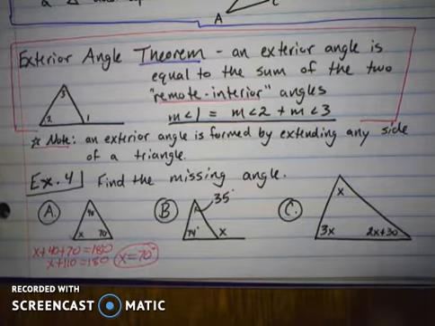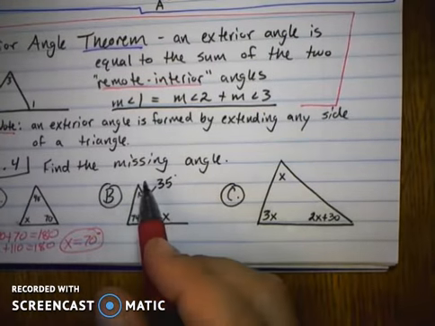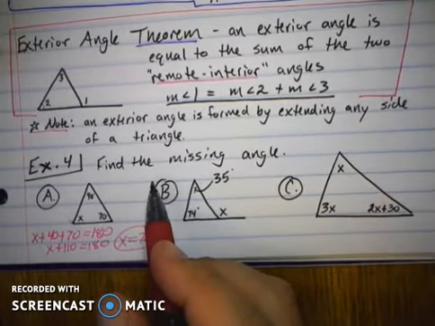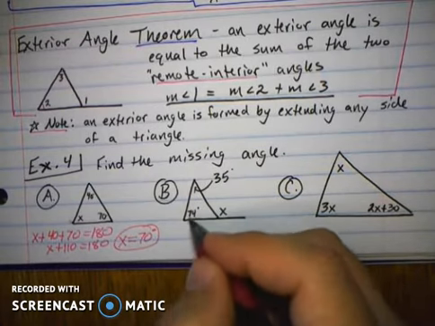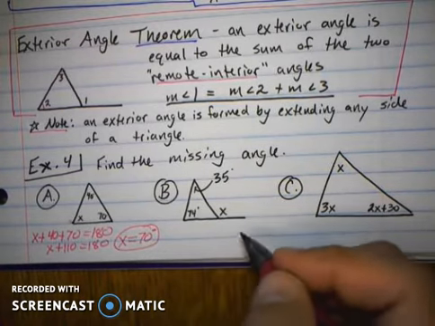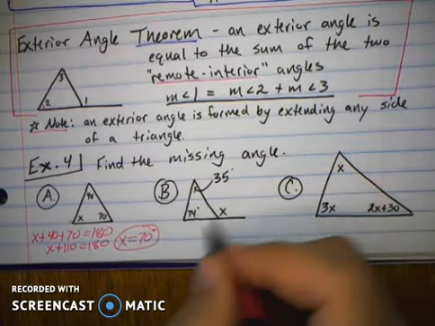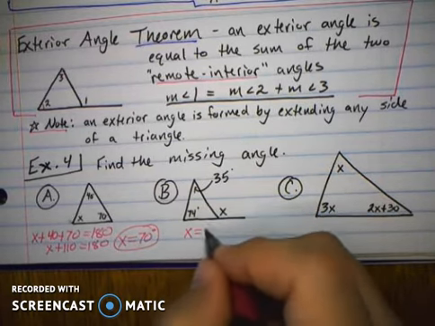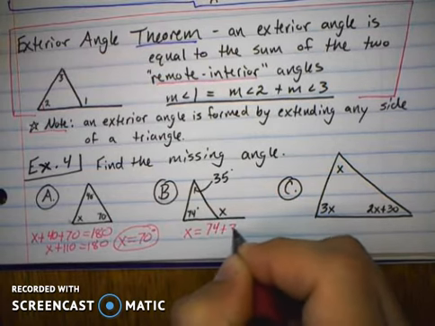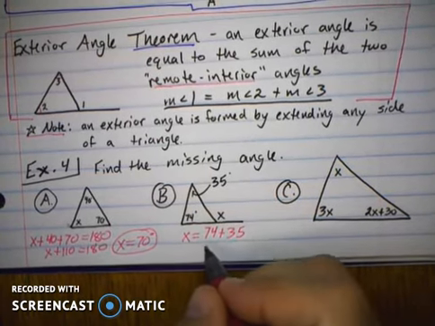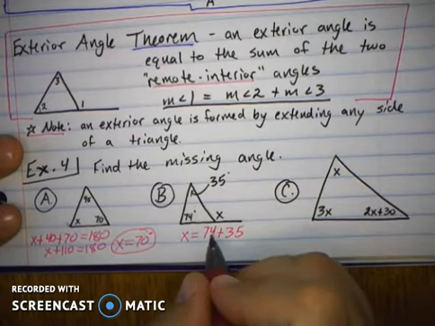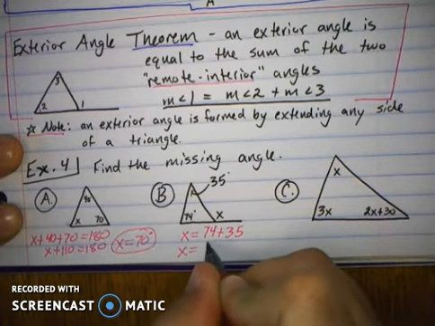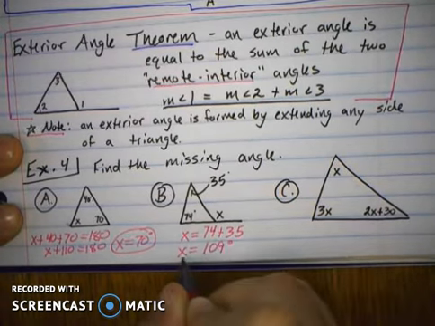Okay? On part B, this is using this exterior angle theorem. We are given two remote interior angles and an exterior angle. Remember that the exterior angle is equal to the sum of the remote interior angles. So all we have to do is add those together. 74 plus 35 gives us that x equals 109 degrees.